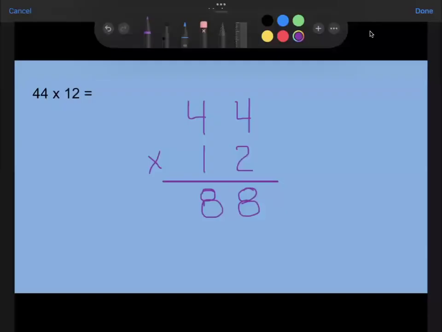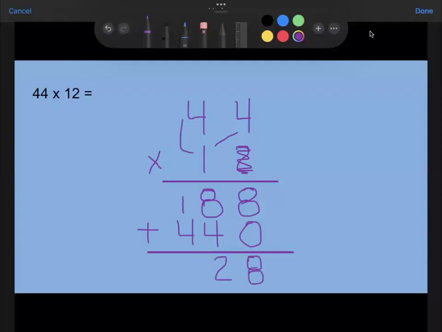Then what I'm going to do is cross off the 2 because I'm done multiplying 44 times 2, add a 0 down here to show that now I'm going to multiply 44 times a number in the tens place, and I'm going to start multiplying that. So 4 times 1 is 4, and 4 times 1 again is 4. My last step is to add these together. So 8 plus 0 is 8, 8 plus 4 is 12, and then 1 plus 4 is 5. Final answer to this one should be 528.